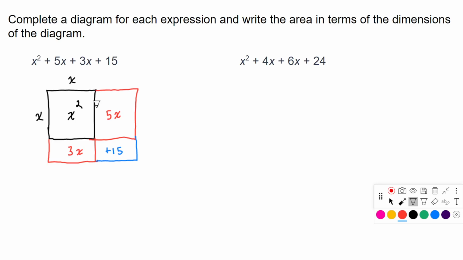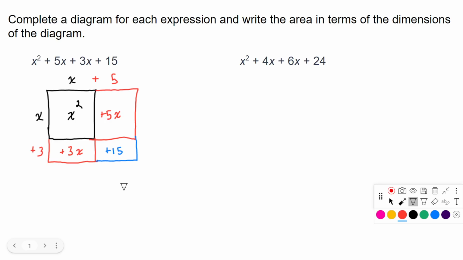So to get this 5x, we would have needed to take 5 and multiply it with x. So we were adding 5 to one side, and to get the 3x, we had to increase x by 3 so that when we take 3 times x, we have an area of 3x. So as you can see, each region of our diagram has a place within this polynomial.